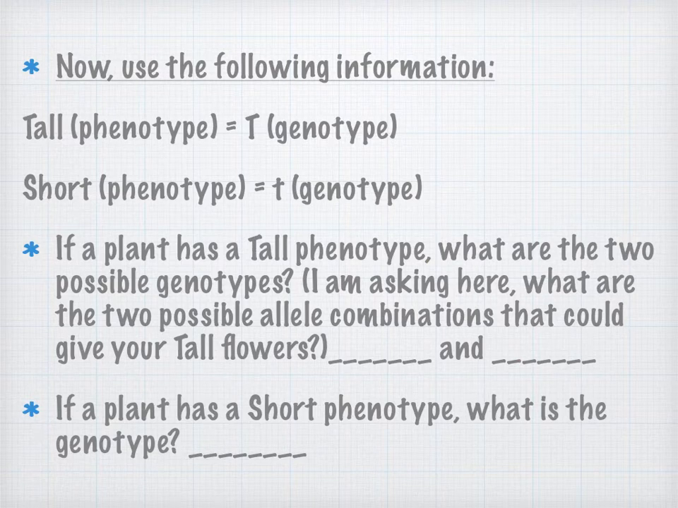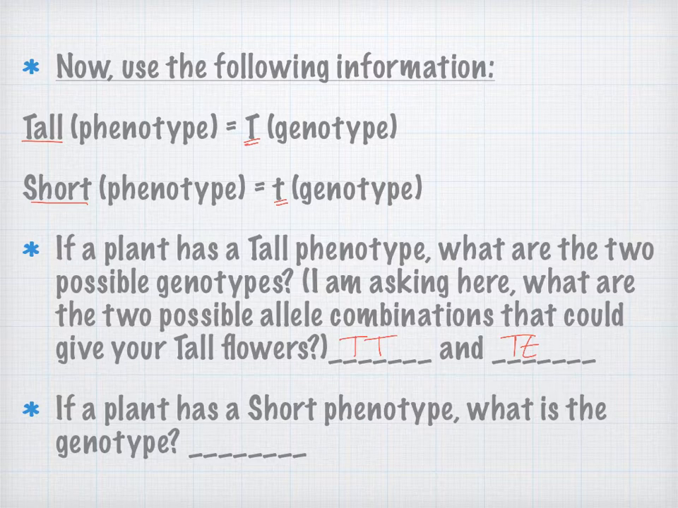For this one, it says these are in pea plants, tall is dominant to short. Okay, tall will be given by an uppercase T and short by a lowercase t. If a plant has a tall phenotype, meaning it's a tall plant, what are the two possible genotypes? I'm asking, what are the two possible allele combinations that could give you a tall plant? Well, first would be homozygous dominant, so this could be capital T, capital T, that would give a tall plant. But so would heterozygous, which would be big T, little t, because this tall allele would be expressed and you get a tall plant.